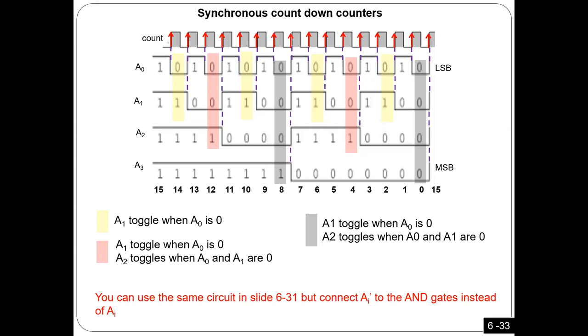Is that okay? So let's see what observation I have here and how this observation is going to help me do the design. So look here. Let's look at the first one. It's very obvious for the first one. All the time it toggles. So A0 is just toggling. Every time there is a rising edge, it toggles. This is for the first one, so the first one is very straightforward.